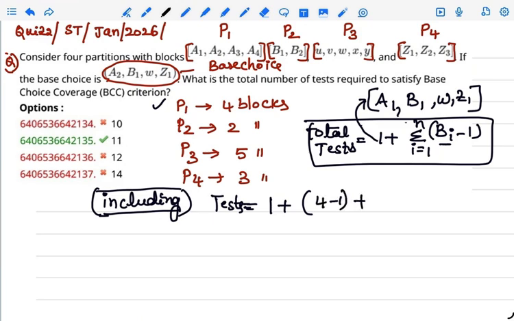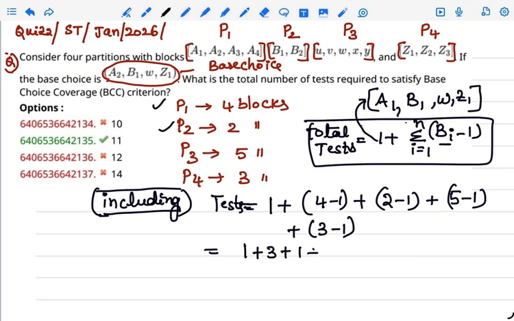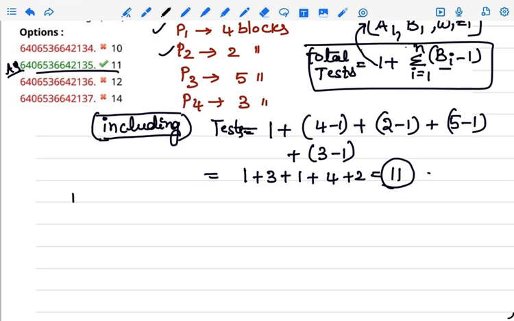For partition 2, 2 blocks, 2 minus 1, plus partition 3, 5 blocks minus 1, and for partition 4, 3 blocks minus 1. So the total tests equal 1 plus 3 plus 1 plus 4 plus 2, total 11. So the answer is B. 11 is the answer for this question. It requires only 11 test cases.